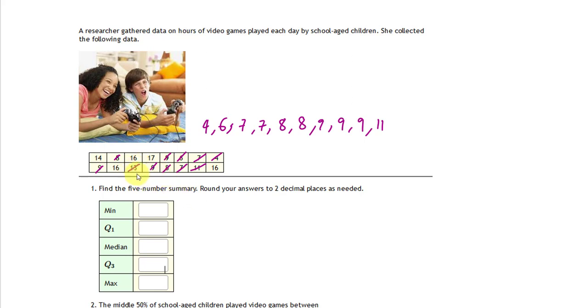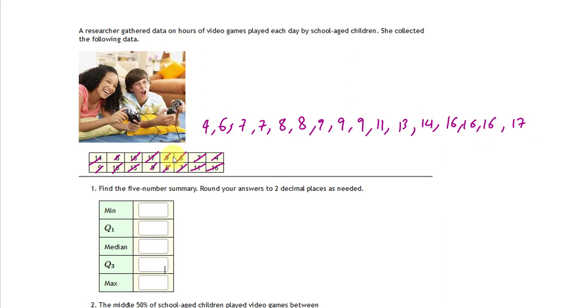And then 13 is the next one, and anytime I write one down I cross out a number. And then 14, and then lastly I have 16, 3 of them. 16, 16, 16, and then the last number is 17.